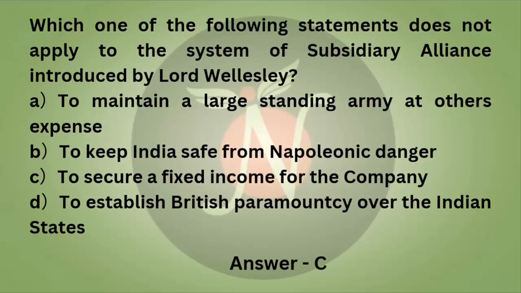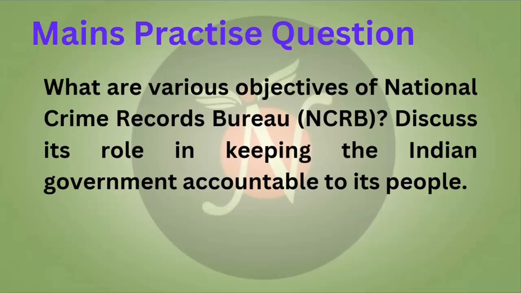Discussing further our yesterday's prelims practice question, the correct answer is C, as securing a fixed income for the company does not apply to the system of subsidiary alliance introduced by Lord Wellesley. Moving further toward our mains practice question, the question says, what are the various objectives of NCRB? Discuss its role in keeping the Indian government accountable to its people. You have to answer this question in 250 words. Write your answer and send it to us on our WhatsApp number to get it reviewed.